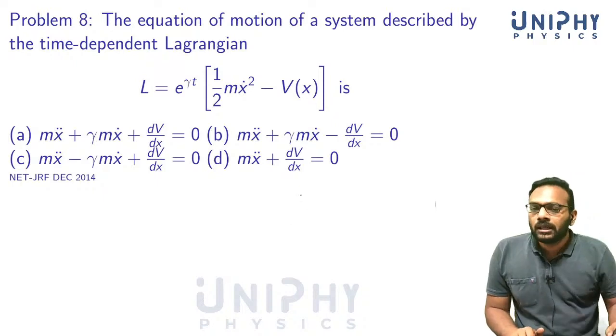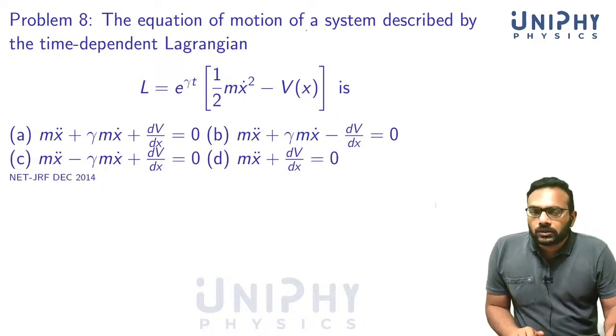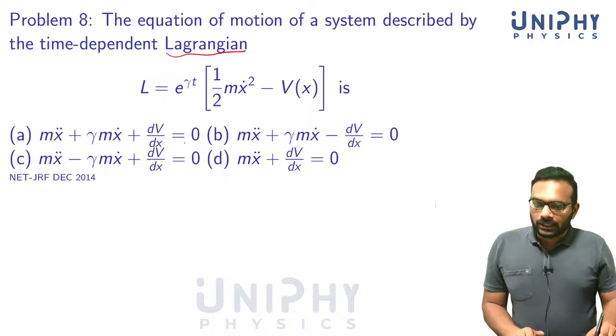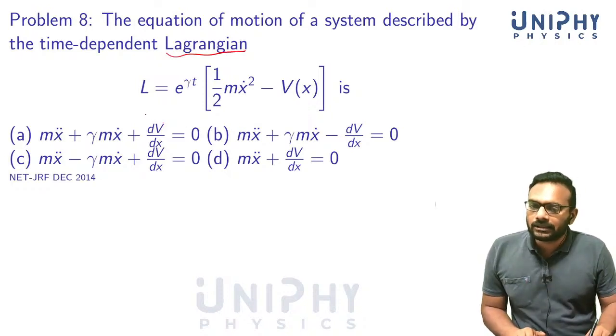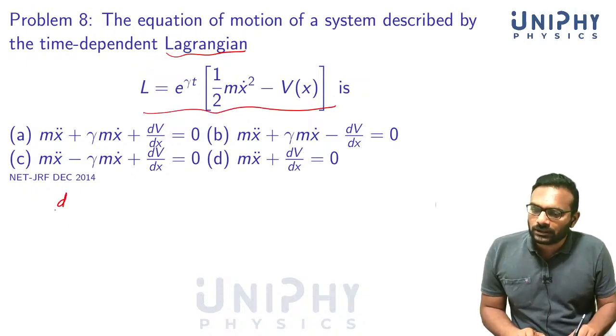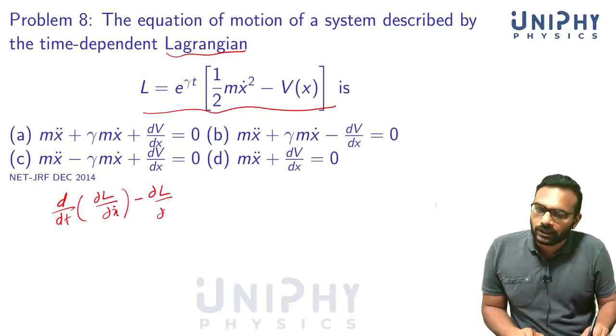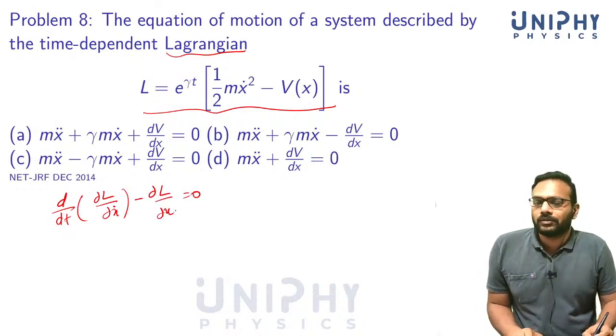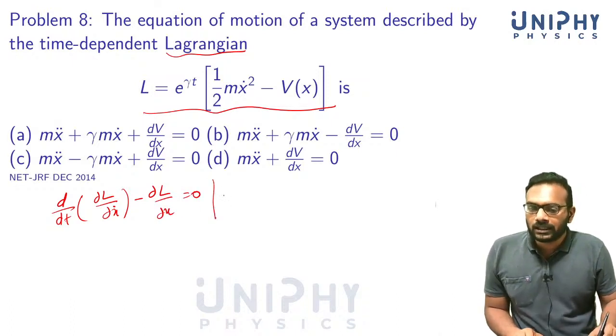All right. The equation of motion of a system described by the time-dependent Lagrangian. Oh, we have got a time-dependent Lagrangian here. It's given like this, right? What's the equation of motion? Now you know the equation of motion. It's d by dt of dou L by dou x dot minus dou L by dou x equal to 0. That's the equation of motion.